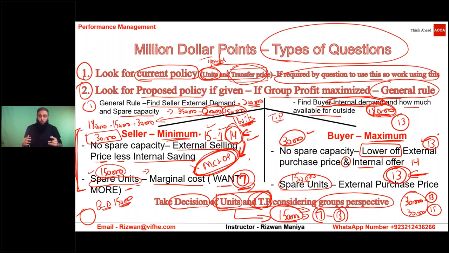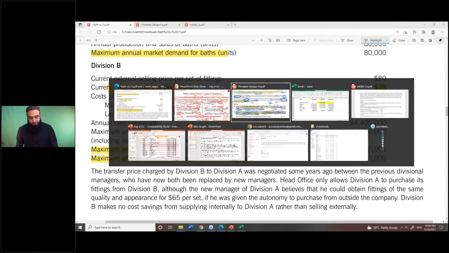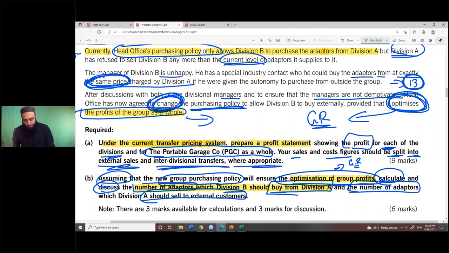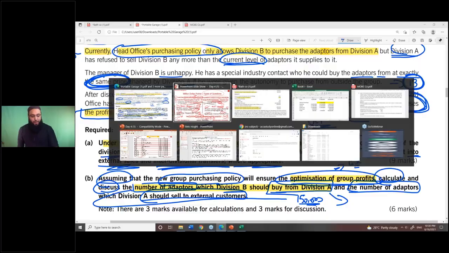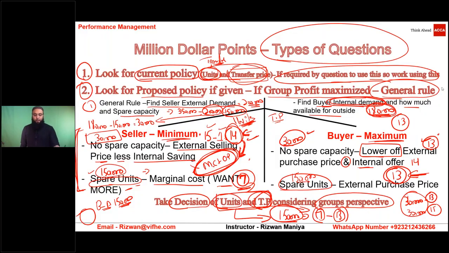Is this good for the group? Yes. No loss. Which means the answer is 150,000 units. B will buy 150,000 units from A. This is good for both. And how many will A sell outside now? Come on, can you give me the answer? How many will A sell outside now?